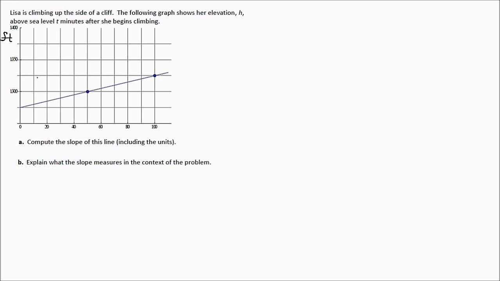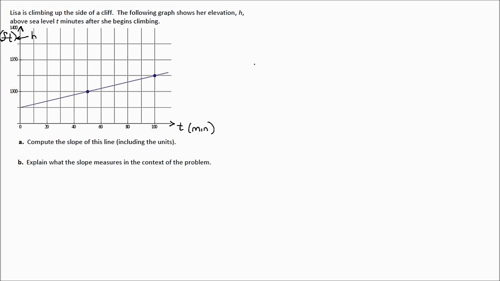So this problem requires some interpretation, but the elevation I'm going to assume is in feet, and the horizontal axis represents the number of minutes she's been climbing, so t in minutes. And that's h right there in feet. Maybe I should put that in parentheses. It's very common to put that stuff in parentheses. I'm being asked to do a couple things here. Compute the slope of this line and include the units in your response.